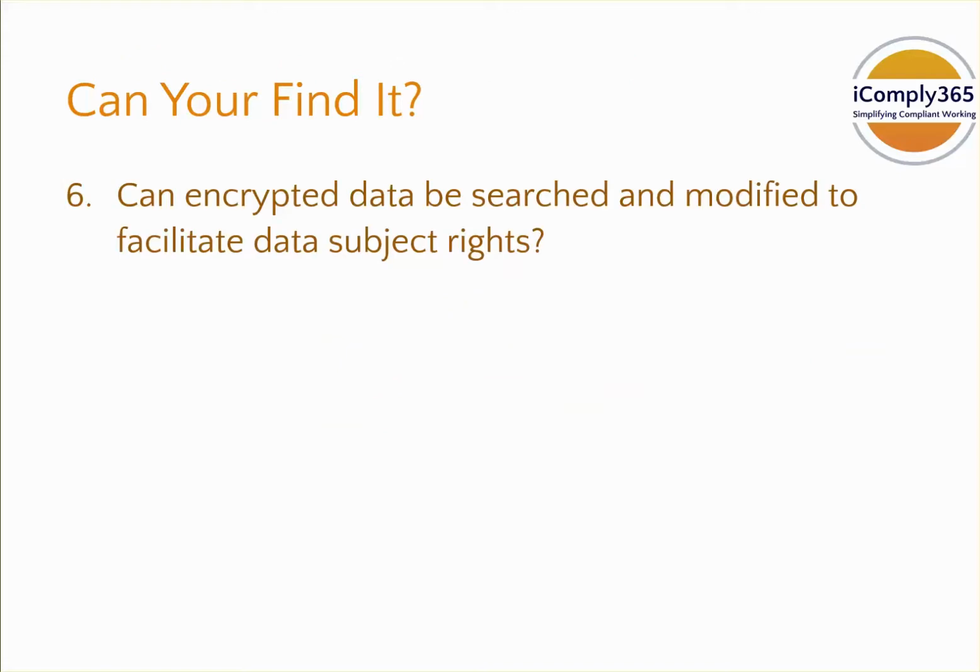Can you find it? Can encrypted data be searched and modified to facilitate data subject rights? Before the GDPR, we could do a pretty cursory search of data if we needed to, and if we found it, that was great. If we didn't find it, it may not have been that bad a deal. But with data subjects exercising their rights now, you really need to be able to find this stuff. Some encryption solutions, not many, but some, don't really support search. So you get yourself painted into a corner where you've encrypted a whole bunch of data, let's say from a classification system, or it doesn't really matter how you did it. You've just got a lot of stuff that's encrypted, and it turns out that searching it is either very difficult or very computationally expensive.